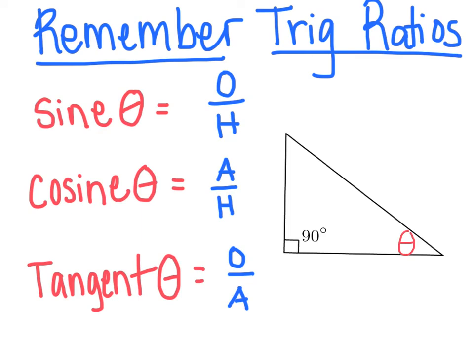If we have sine theta, and theta is right in this corner of the triangle, the opposite side of theta would be right here. The hypotenuse will always be in the same place, across from the 90-degree angle. So that just leaves adjacent. So then our cosine from this theta is adjacent over hypotenuse, and tangent is opposite over adjacent.